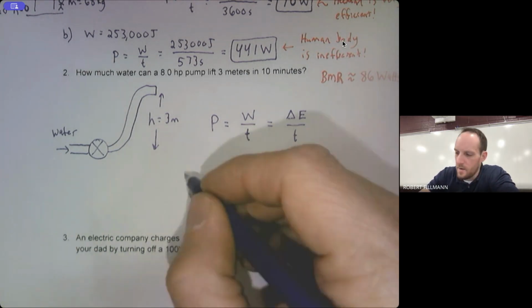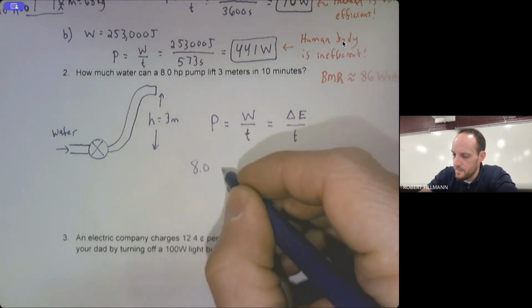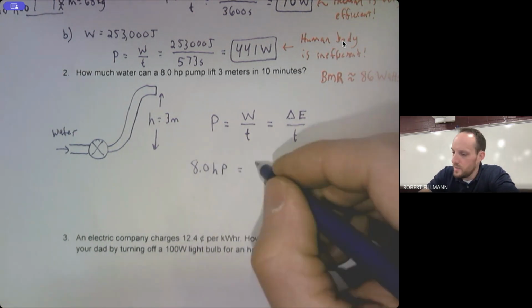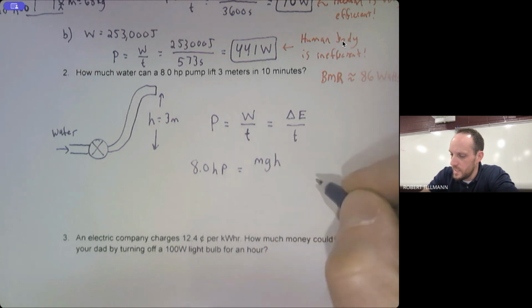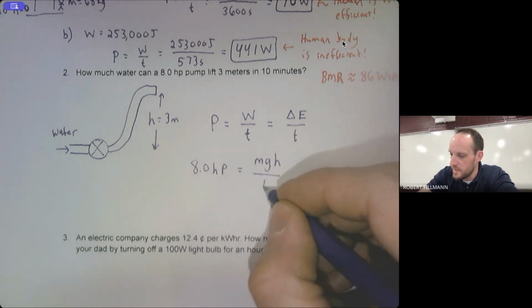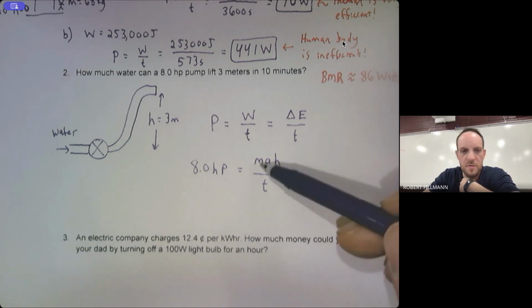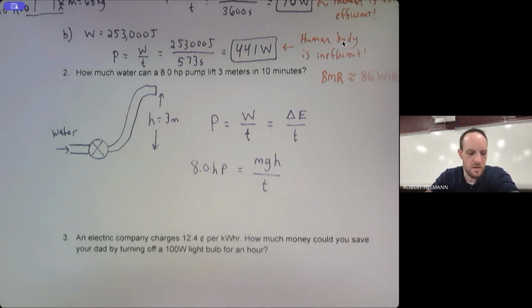So our power is 8 horsepower. So P is 8 horsepower. The potential energy increase is mgh in some time t. So we're going to plug our numbers into this. This is the work or the energy change divided by time, and this is our power. And we're trying to solve for how much water. We can solve for the mass. How many kilograms of water are lifted?